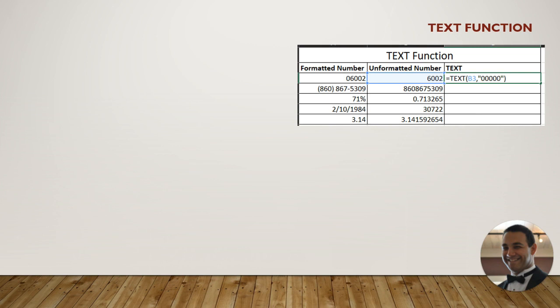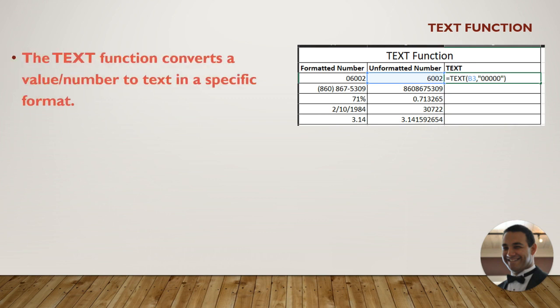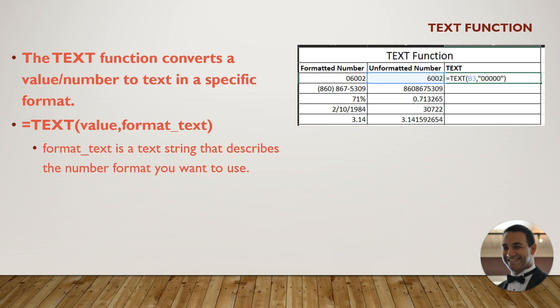Now, we've talked a little bit over the past couple of lessons about number formatting. Up until now, we've only looked at formatting numbers in place, but sometimes that isn't an option. Sometimes we need to convert a number to a formatted text string, and that's where the text function comes in. The text function converts a value or number to text in a specific format. The syntax is equals text, value, format text. Format text is a text string that describes the number format you want to use. Let's look at some examples.